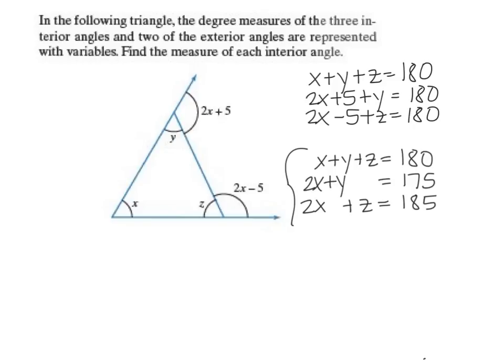So this was the system that I came up with. I came up with that x plus y plus z was equal to 180. I had 2x plus 5 plus y equaled 180, and 2x minus 5 plus z equaled 180.